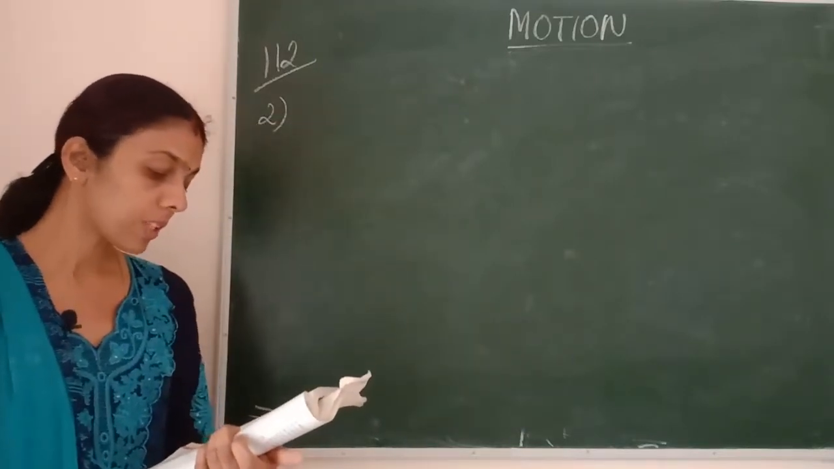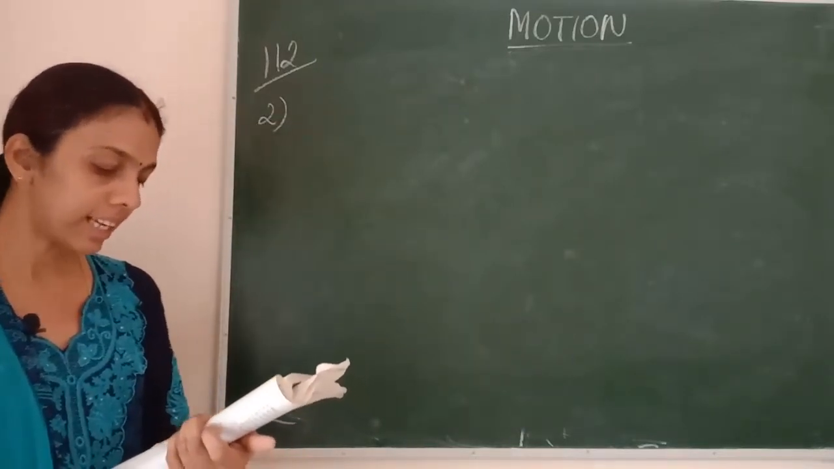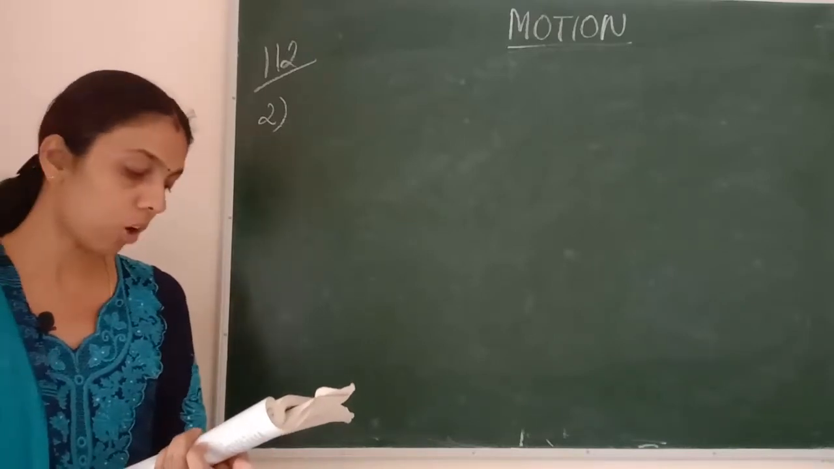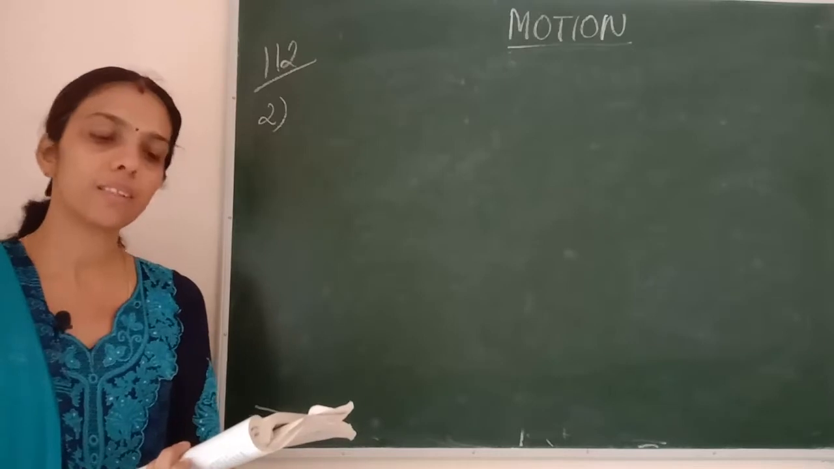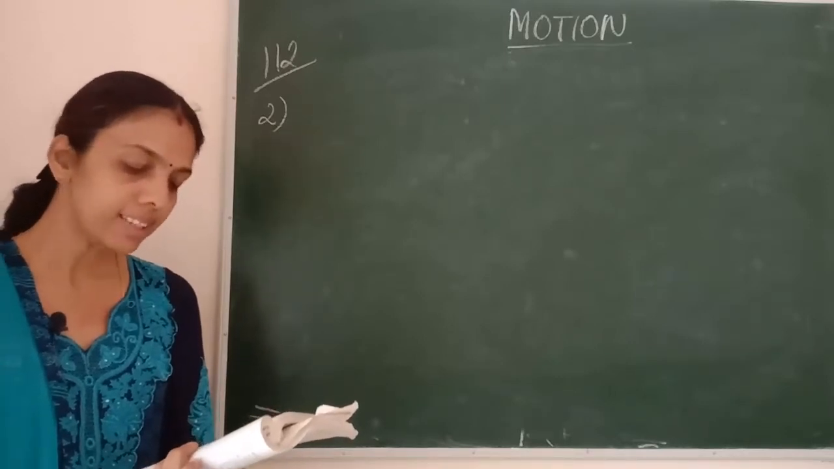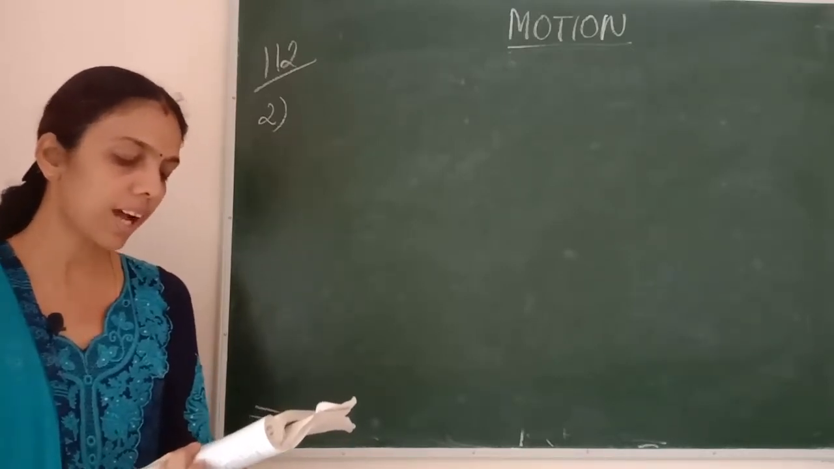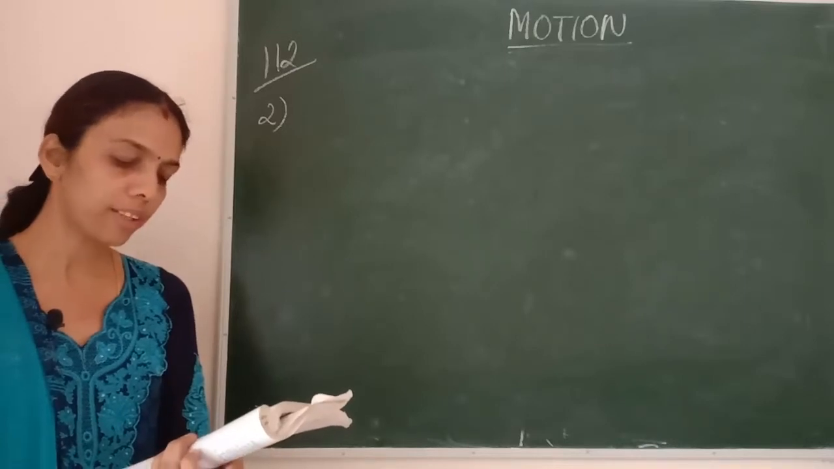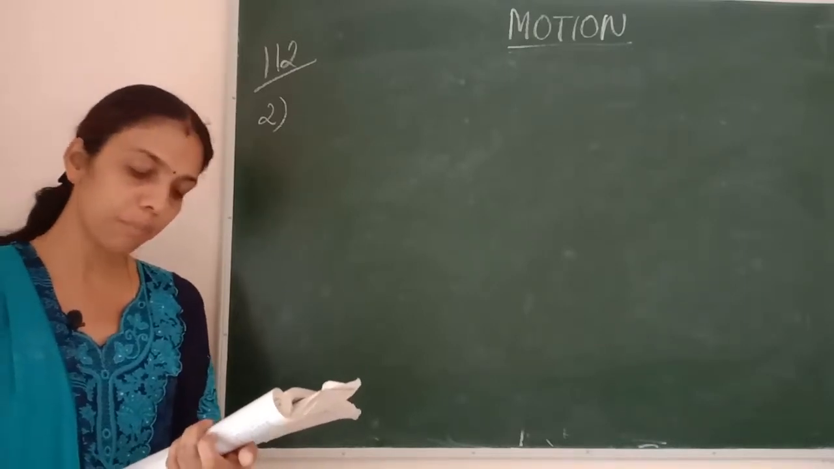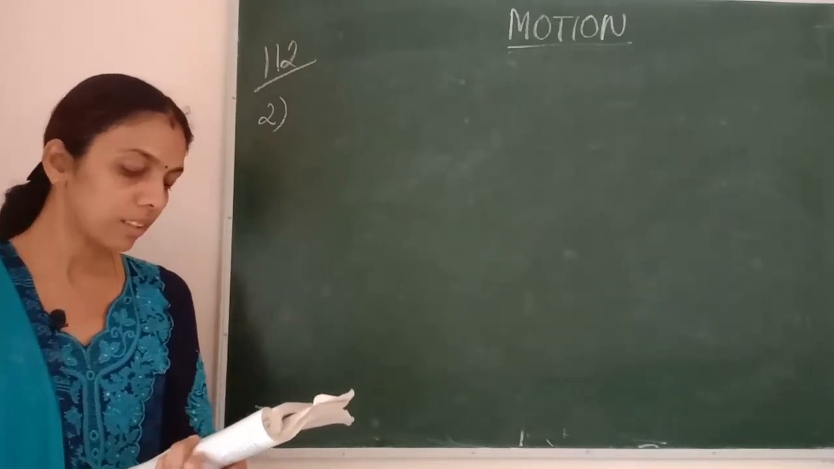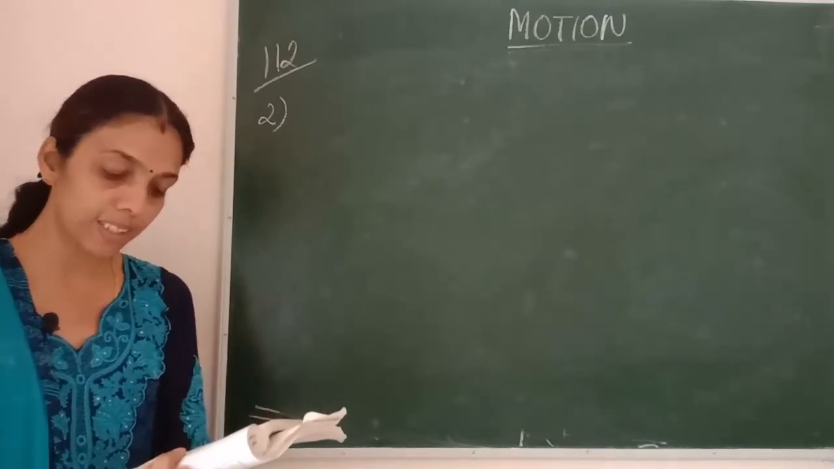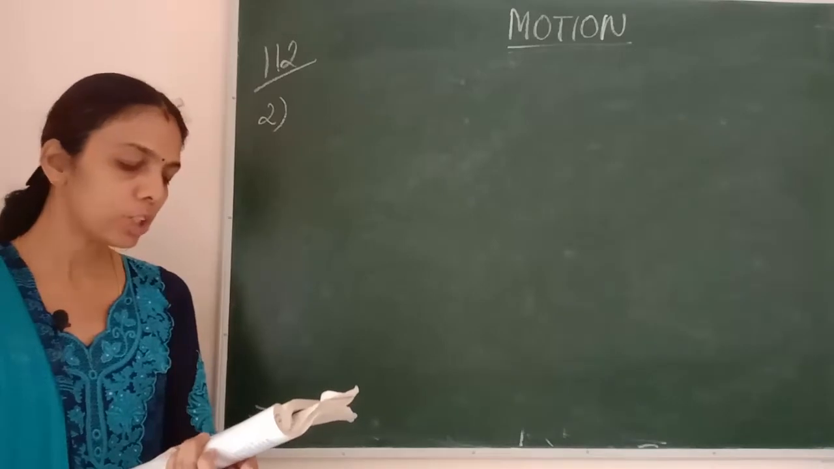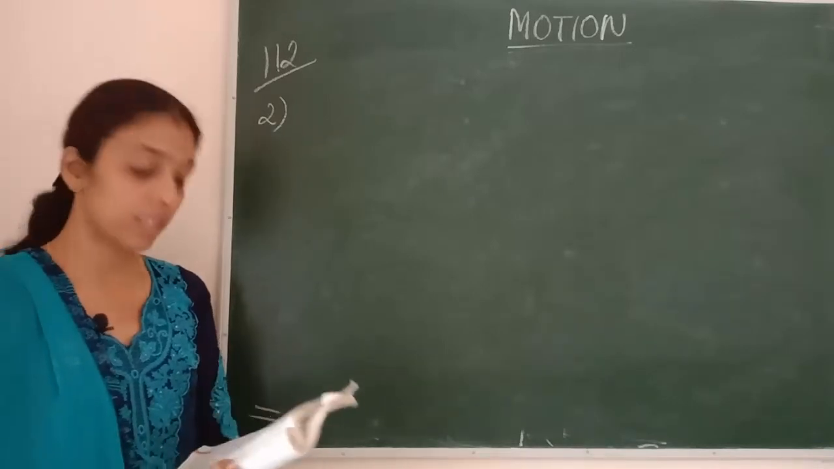Joseph jogs from one end A to the other end B of a straight 300 meter road in 2 minutes 30 seconds. And then turns around and jogs 100 meter back to point C in another 1 minute. What are Joseph's average speeds and velocities in jogging from A to B and A to C?